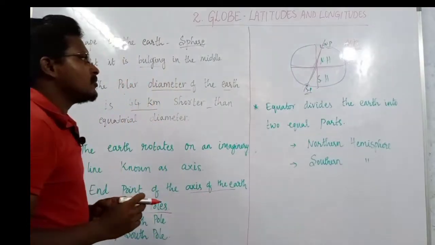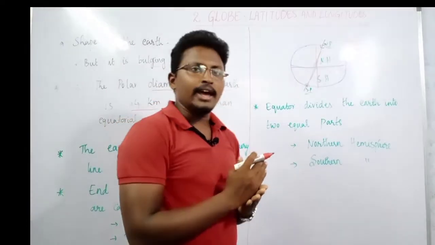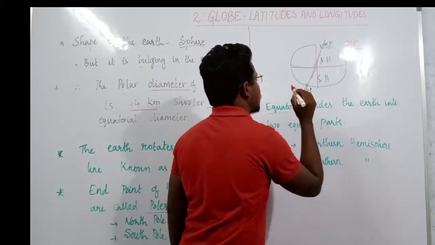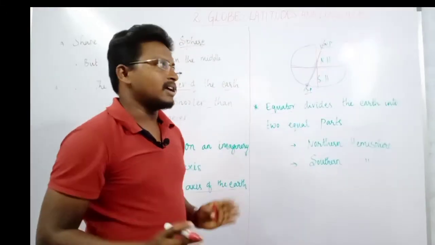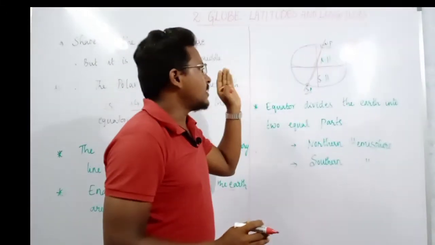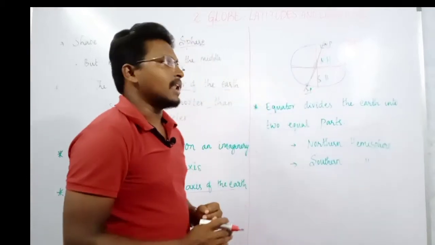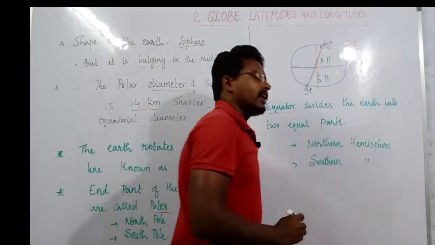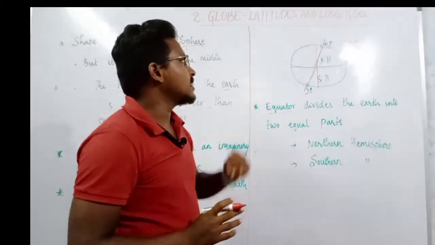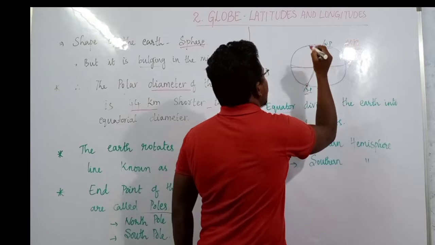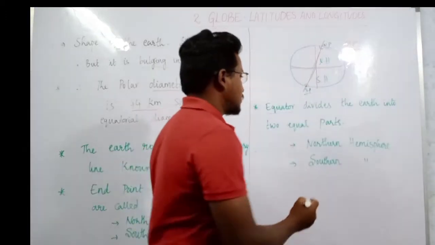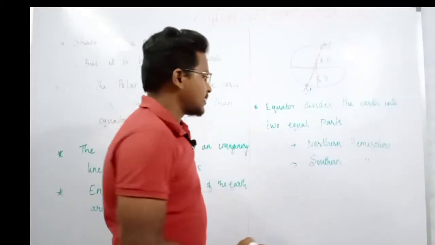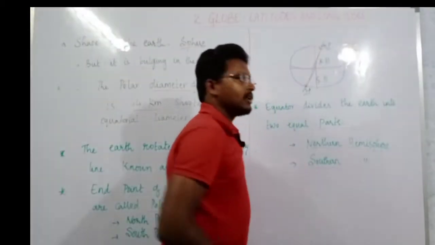Another thing is that there is an imaginary line that divides our earth into two equal parts, which we call the equator. The axis is an imaginary line and the equator is also an imaginary line. This equator represents 0 degrees and divides our earth into two equal parts. The northern part of this equator we call the northern hemisphere, and the southern part of this equator we call the southern hemisphere.